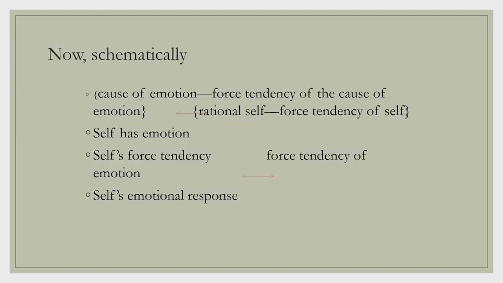Schematically speaking, the force dynamics will look like this. There is a cause of motion, so let us say this is self, and then this is a force, this is agonist and this is antagonist. Now, the default tendency of the self, of the person, of anything is to be at the rest position.